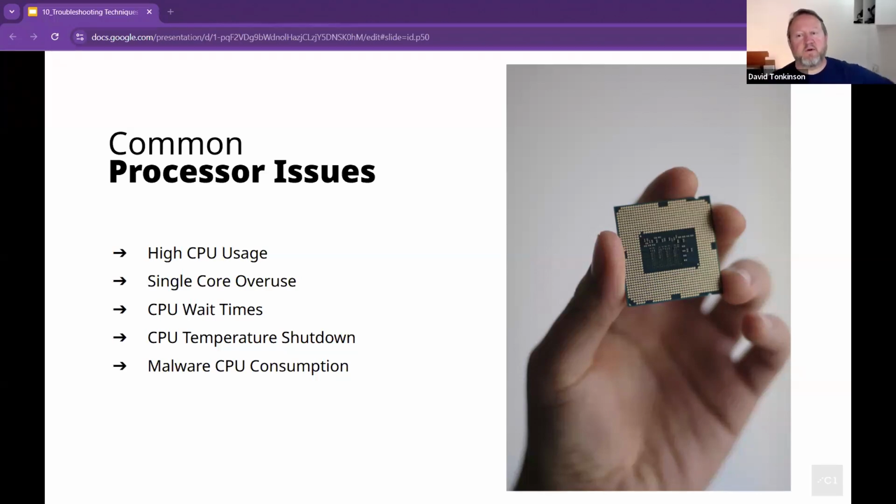And if your CPU goes above a particular temperature, according to the manufacturers and the systems that you're running, the system can shut itself down because it wants to protect the processor rather than burning it out. And then, of course, the nastiest one on there is malware. It can consume a mass of your CPU. If your malware is running around trying to encrypt everything possible, yes, it's going to be burning your CPU time up.